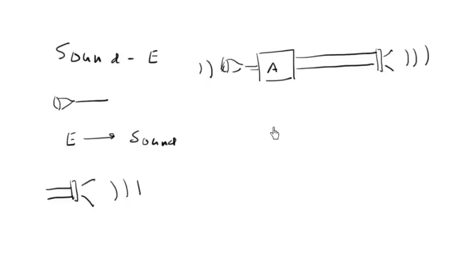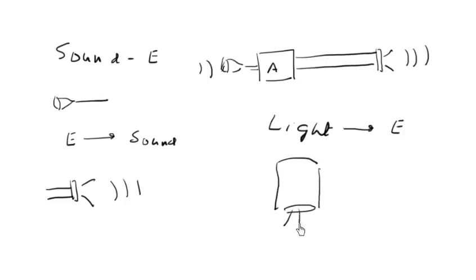Then the fourth kind of transducer that we would like to study is the light transducer. So how to convert the light signal into an electric signal. Again, there are various ways of doing it. One way is to use a phototransistor. So when the light falls on it, the characteristic of the phototransistor changes and you get your electric signal.